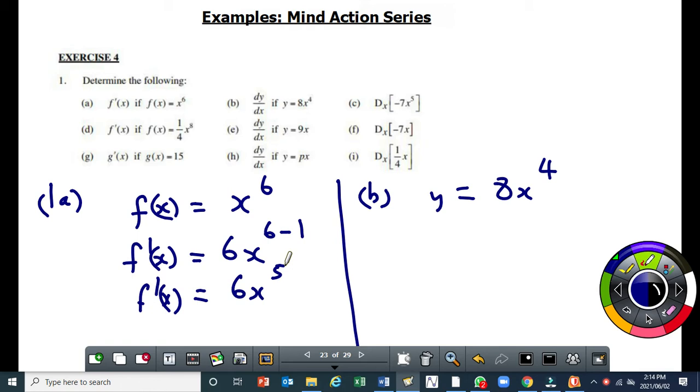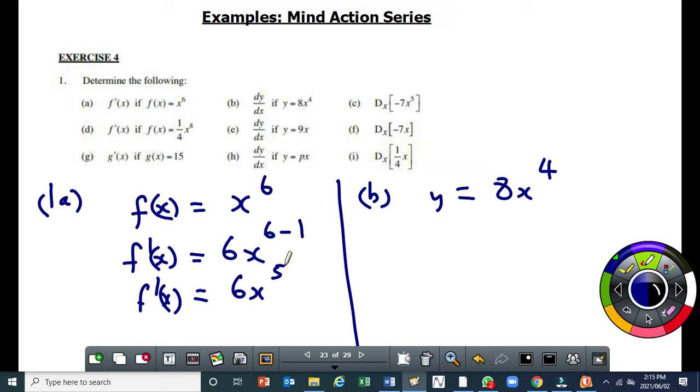Okay, I've used rule number 1. So the derivative of f of x equal to x to the power of 6 is going to be 6x to the power of 5. Okay, so that's the first one.